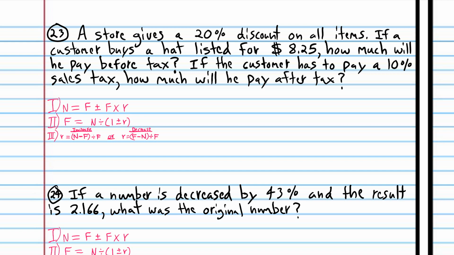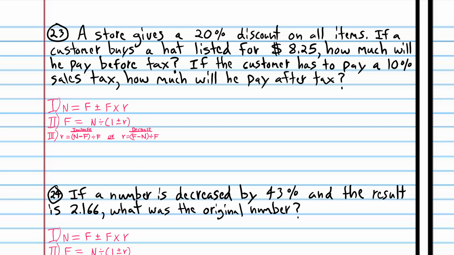So the store says $8.25 normally, but they're going to give a 20% discount. And the reason for discounts is just to get people into the store. The people think they're saving money, so they want to get the items when they can get them for less. So it's a way to get people into the store and buy the products. So $8.25, we're going to reduce that by 20%.